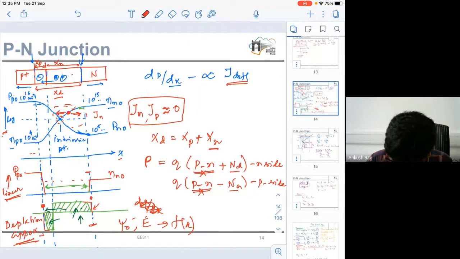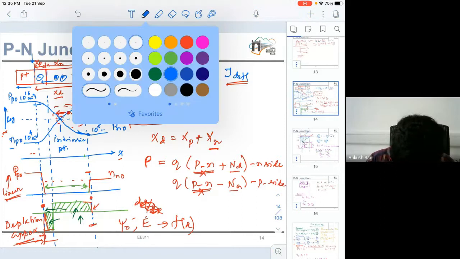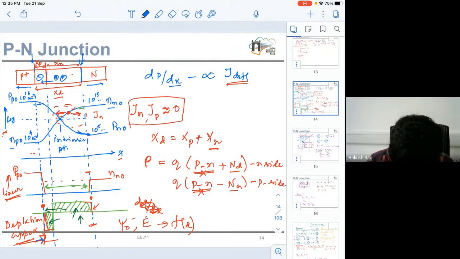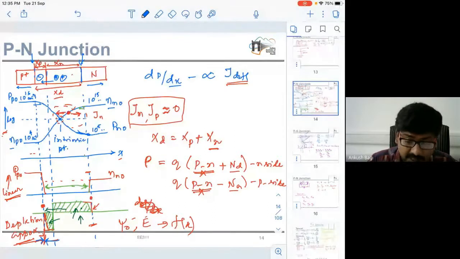Although there could be some little variation like this, we can approximate that this depletion region as well as your quasi-neutral region, in this case it is terminating abruptly. So this boundary is an abrupt change. So this is called the depletion approximation.